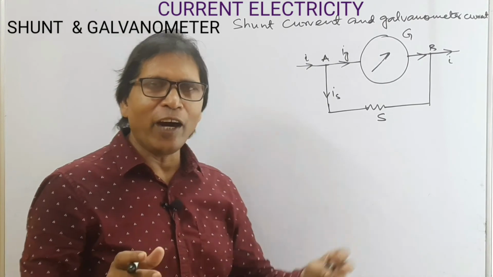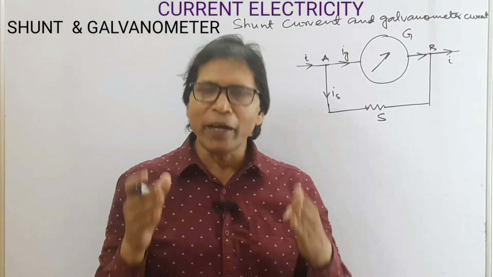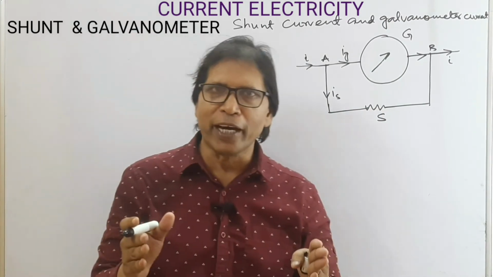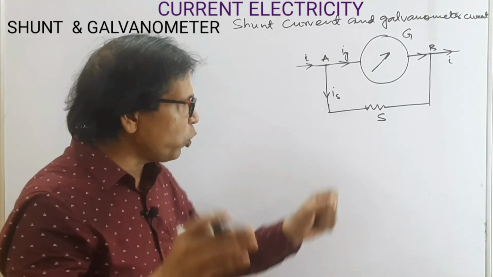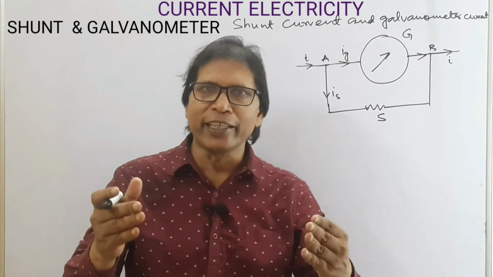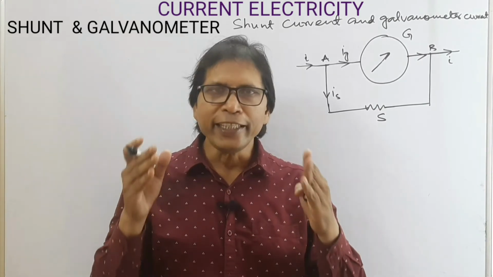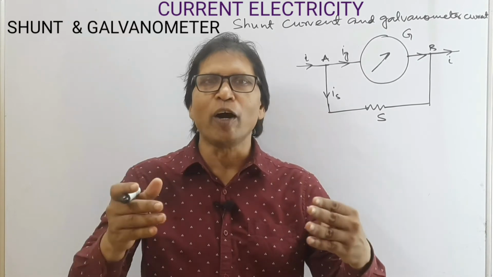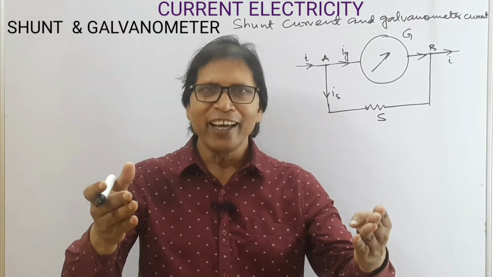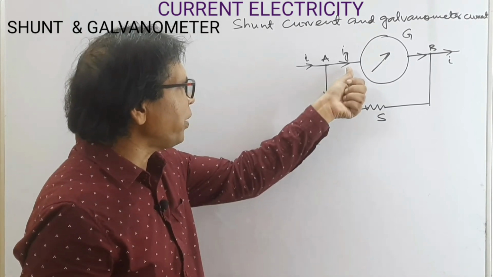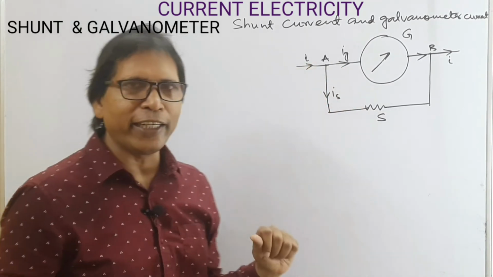Now shunt. A shunt is a low resistance connected in parallel with a galvanometer to protect it from excessive current. Now the uses of a shunt: first of all, to protect the galvanometer from excessive current, to reduce the equivalent resistance of the ammeter circuit, and it increases the range of the ammeter. Okay, now we have to calculate the shunt current and galvanometer current where the total current is I.